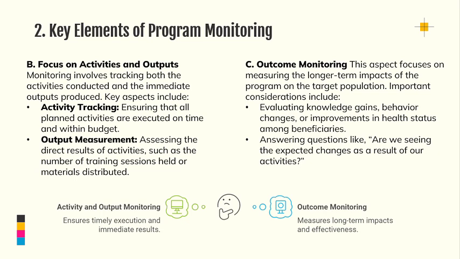The other thing is outcome monitoring. This aspect focuses on measuring the long-term impact of the program on the target population. You need to have some of these considerations as you come up with monitoring systems on how you're going to monitor the outcomes. You need to evaluate the knowledge gains. For example, if you're training farmers in smart agriculture, you need to evaluate their knowledge gains and their behavior change. Monitoring is also going to answer questions like, are we seeing the expected change as a result of our activities?